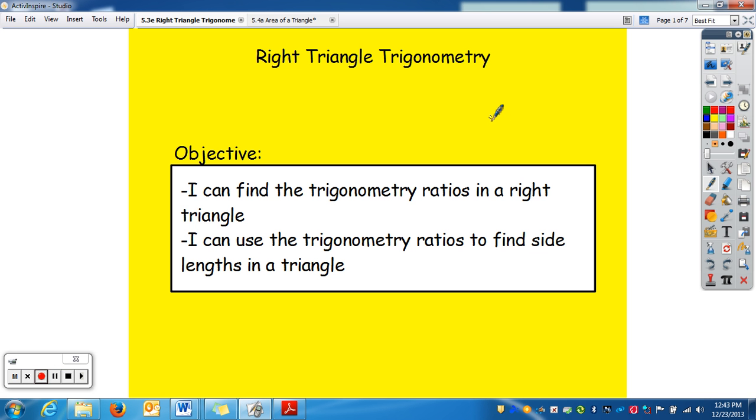So in this video, we're going to talk about right triangle trigonometry. Now, trigonometry is a big course in itself. In fact, it is its own separate course here at many high schools and at colleges. So we're just going to do the very basics of it. You can find trigonometry ratios in a right triangle, and you can use the trigonometry ratios to find lengths in a triangle.